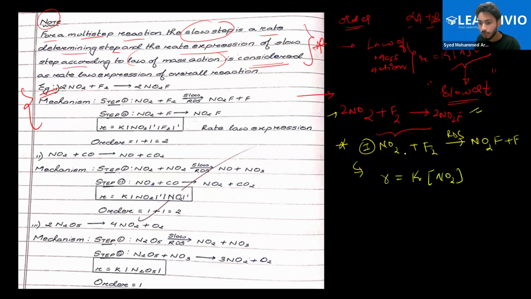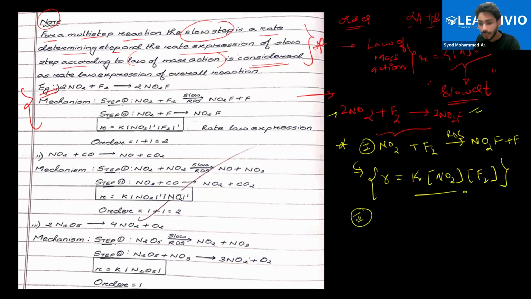So we get the rate of this step by applying the law of mass action like this: NO2 to the power of what? You have to balance the reaction. NO2 is there, so the reaction is balanced. We do not need to worry about anything. So according to the law of mass action, this is the rate of this step. Understood or not? Okay, now let's move on to the next step.